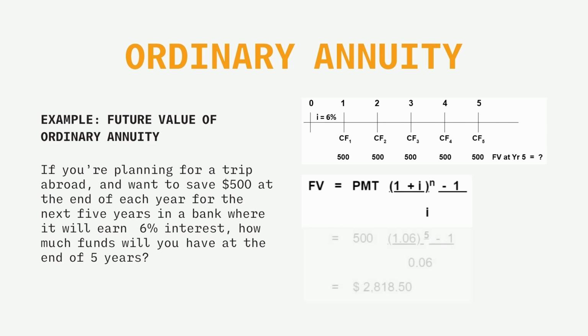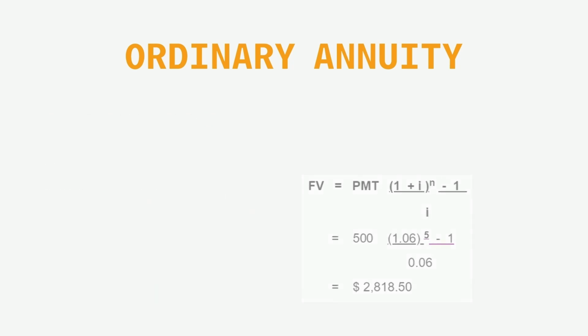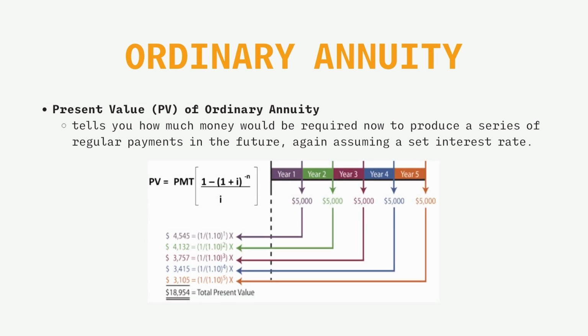So applying the formula, you will now put it at PMT, which is the equal payment of 500, multiplied by (1.06 raised to the 5 minus 1) all over 0.06, and we will arrive at $2,818.50 US.